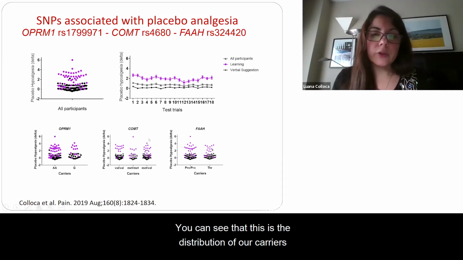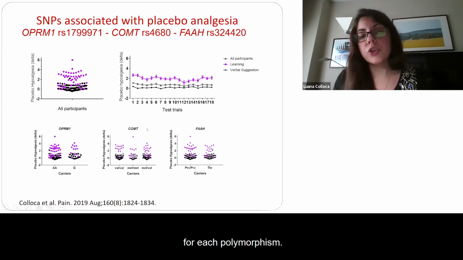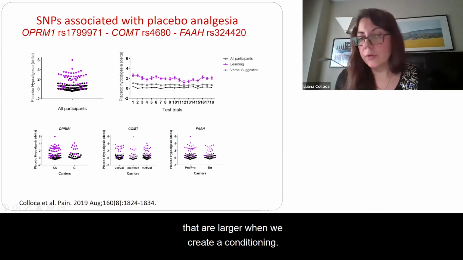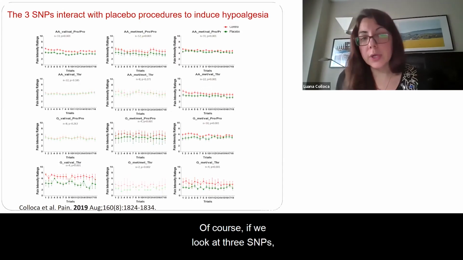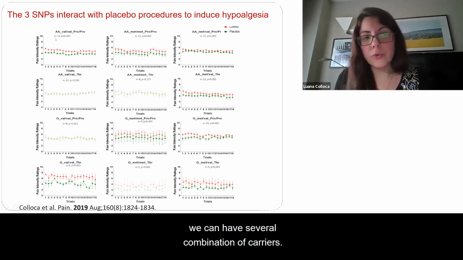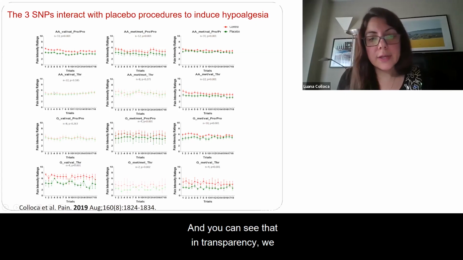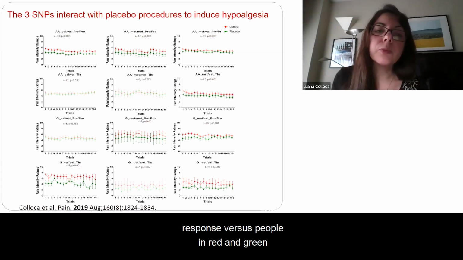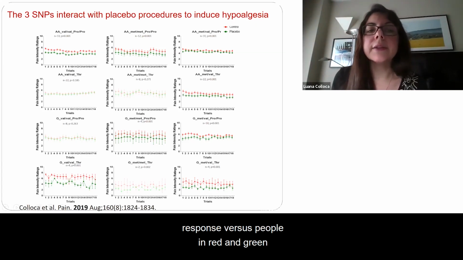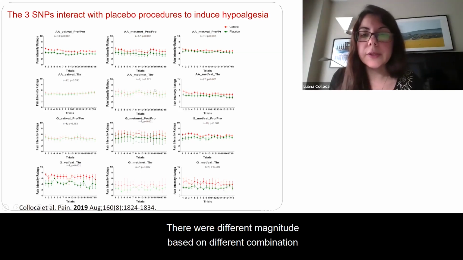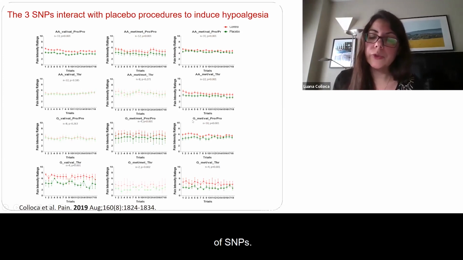You can see that this is the distribution of our carriers for each polymorphism, and these are the behavioral responses that are larger when we create a conditioning. Of course, if we look at 3 SNPs, we can have several combinations of carriers. And you can see that in transparency, we indicate people who didn't experience any placebo response versus people in red and green who experienced placebo effects. There were different magnitudes based on different combinations of SNPs.